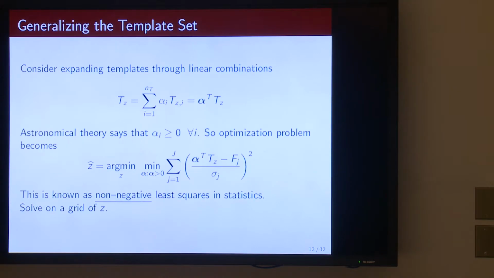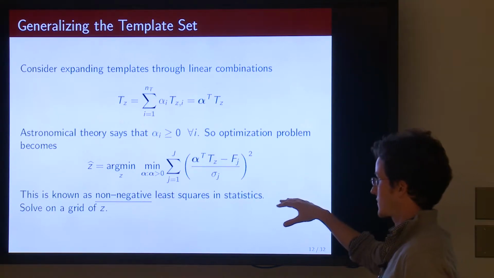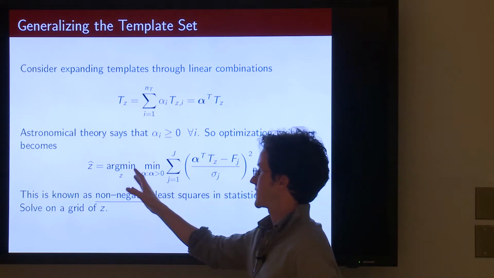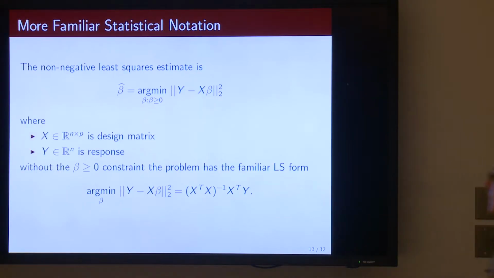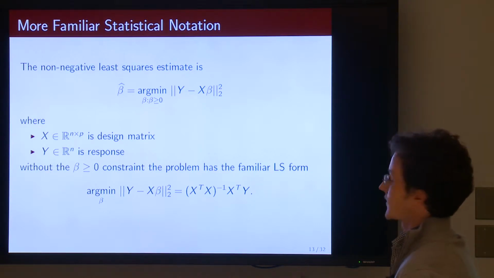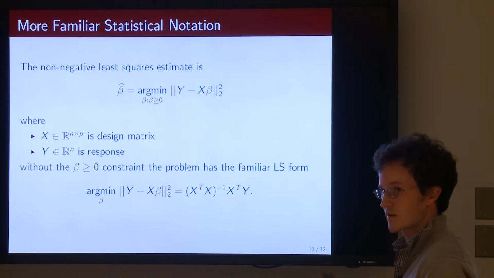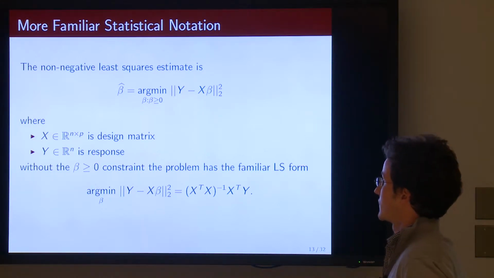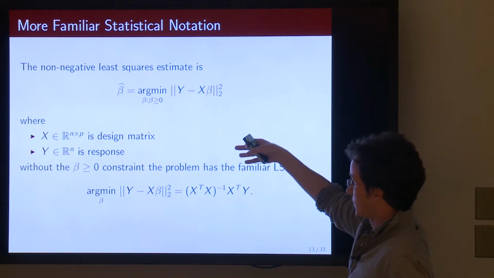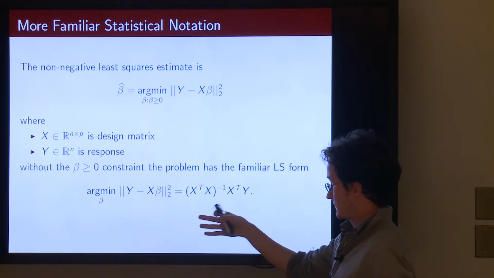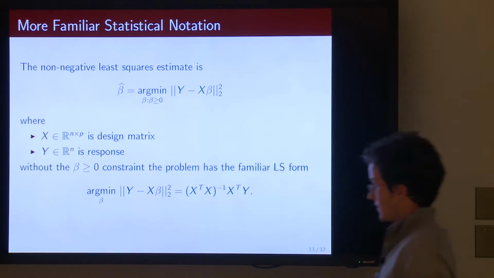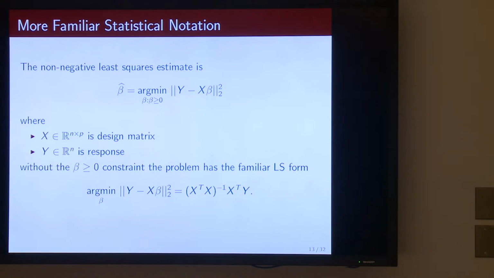OK, so this is sort of in astronomy notation. So if we put this in statistical notation and get rid of the issue with minimizing across z, then we just have the standard least squares objective function, but with a constraint on the coefficients that we want them to be positive. And then here, X is our design matrix, n by p design matrix, and y is our response in R^n. If we had this objective function but without the constraints, we'd just be in the sort of OLS framework and with the familiar solution for beta.